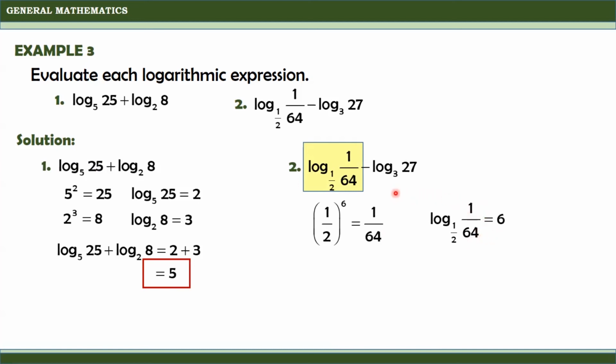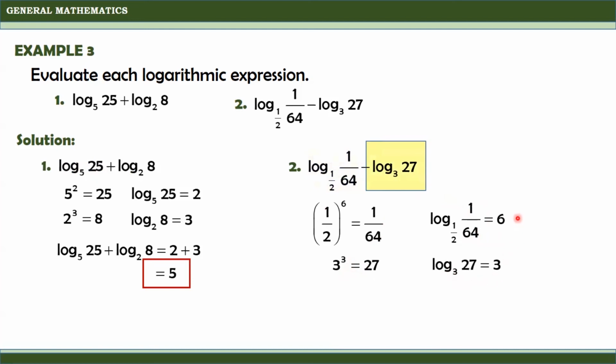On the other hand, on the second term, logarithm of 27 to the base 3, we were asked what should be the exponent of 3 to become 27. So you may recall that 3 raised to 3 is equal to 27. Thus, logarithm of 27 to the base 3 is equal to 3.